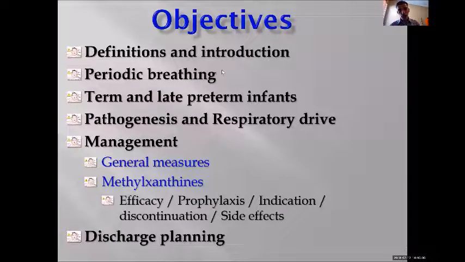The objectives for today are to define and give some introduction, and we'll talk about periodic breathing and some background about term and late preterm apneas. We'll talk about pathogenesis and respiratory drive and mechanism. And then we'll go to management, including general measures and methylxanthines and its discussion, like its efficacy, use as prophylaxis and indication, discontinuation, side effects, and some topics around it. And then we'll end the discussion talking about discharge planning.